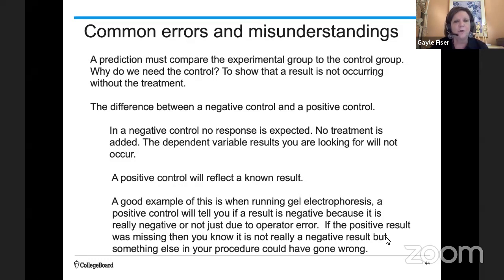In a negative control, no response is expected. No treatment is added. The dependent variable results you are looking for will not occur, okay? A positive control will reflect a known result. And a good example of this is when you're running gel electrophoresis. A positive control will tell you if a result is in fact negative because it's really negative and not just due to operator error. If the positive result was missing, then we know it's not really a negative result, but something else in your procedure probably went wrong.